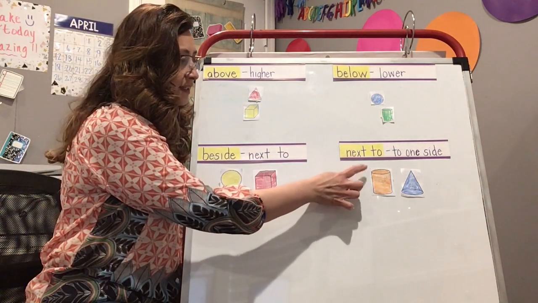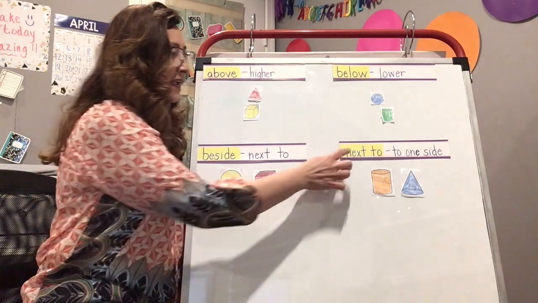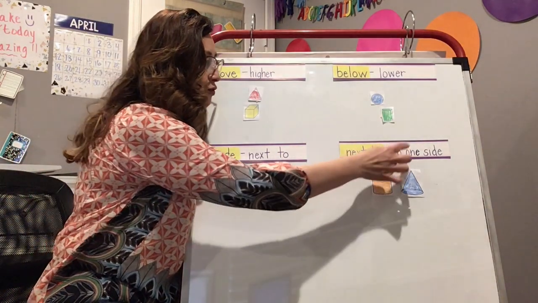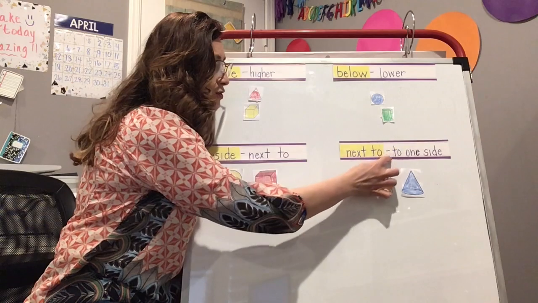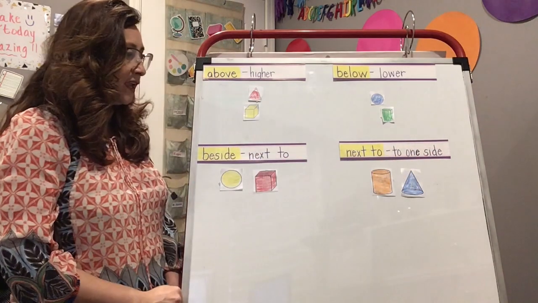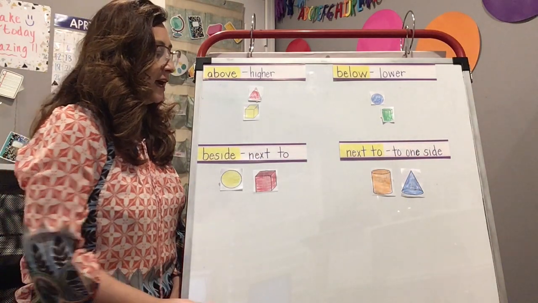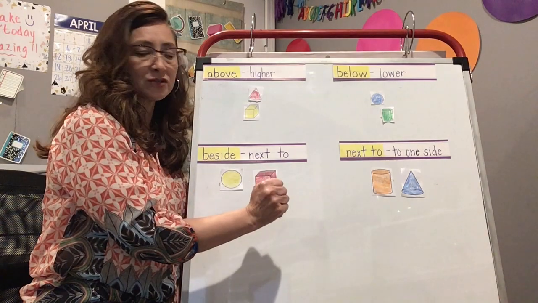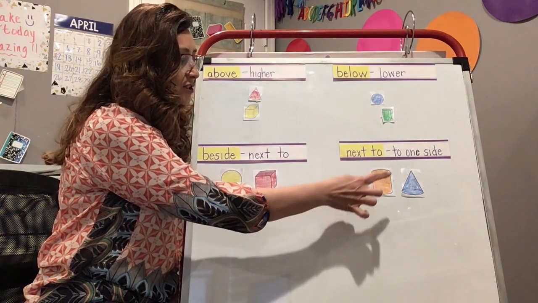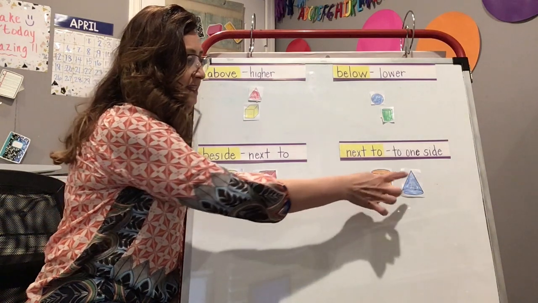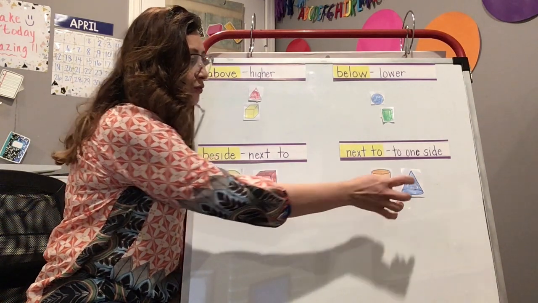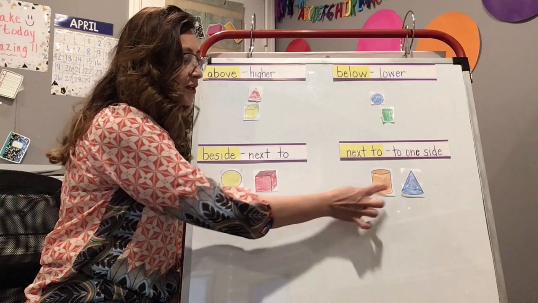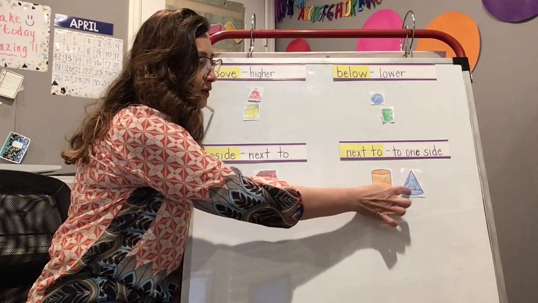If we take a look at this one, next to means to one side. So we can say the orange cylinder is next to the blue cone.